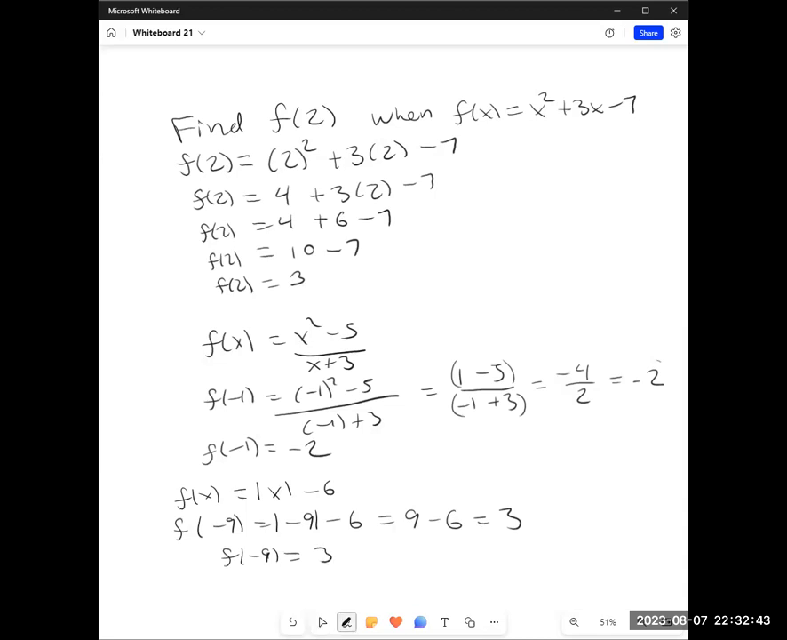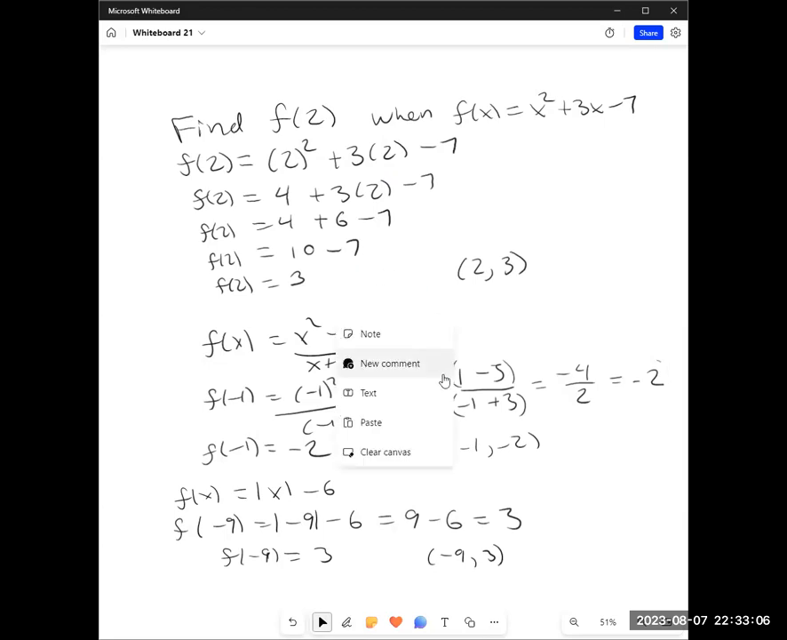When I do this evaluation, I should end up with ordered pairs that would tell me a point that's on the graph. So for instance, 2, 3 is on this graph. -1, -2 is on this graph. And -9, 3 is on this graph.